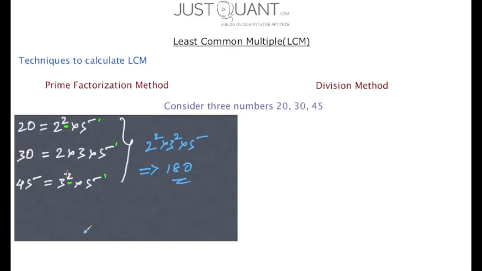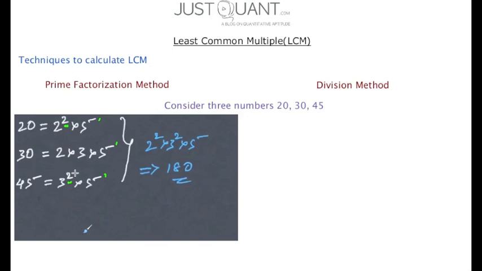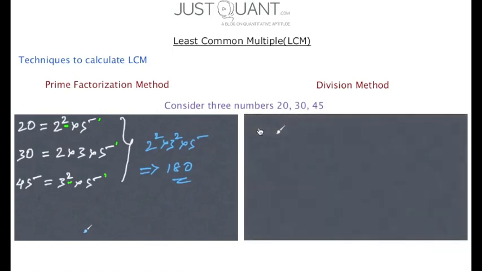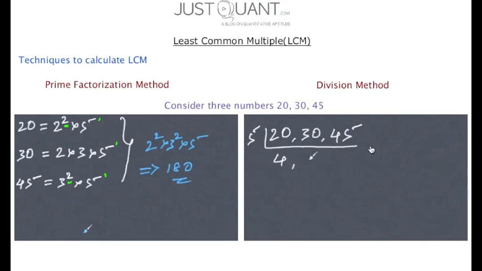Okay, let's now apply the division method to calculate the LCM of 20, 30 and 45. In the division method, we'll try to identify that prime number which will divide at least two of these three numbers. In this case, the prime number 5 divides all these three numbers. So dividing these numbers by 5, we get 20 by 5 4, 30 by 5 6 and 45 by 5 9.